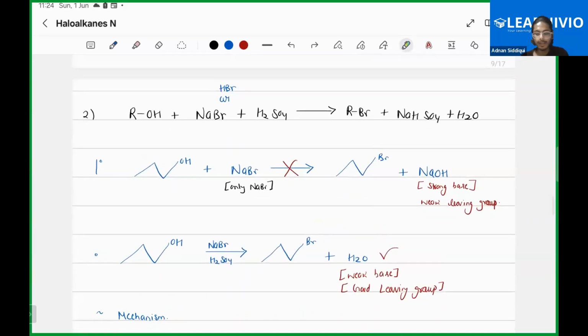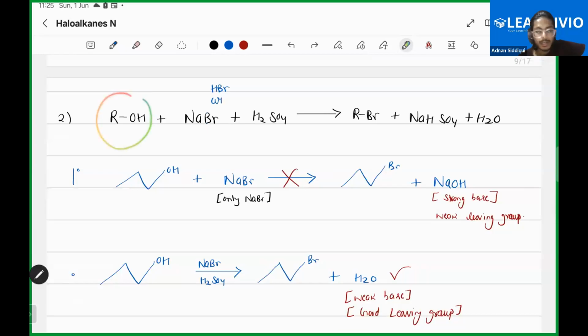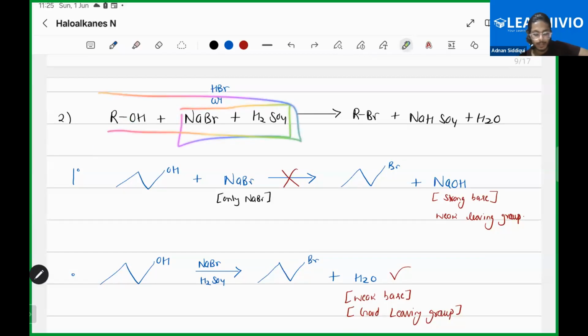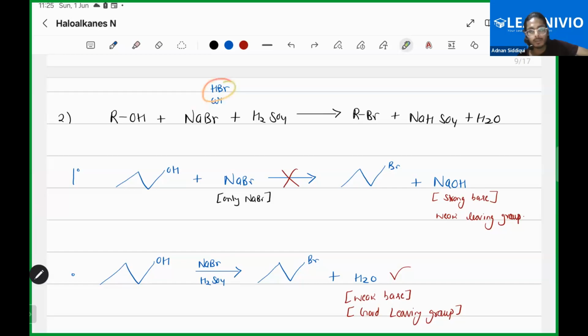So now the second method is you are reacting alcohol with NaBr in presence of H2SO4, and you are getting, again, haloalkane. The side products are NaHSO4 and H2O, right? You can use NaBr and H2SO4, or you can use HBr directly. In your NCERT, they have gone through this approach. This NaBr and H2SO4 after some time are basically getting converted into HBr, but you can write it like this. This is your second method of preparation.